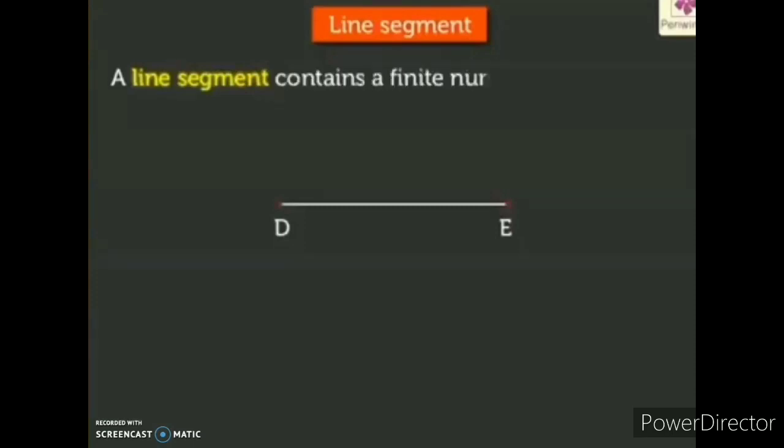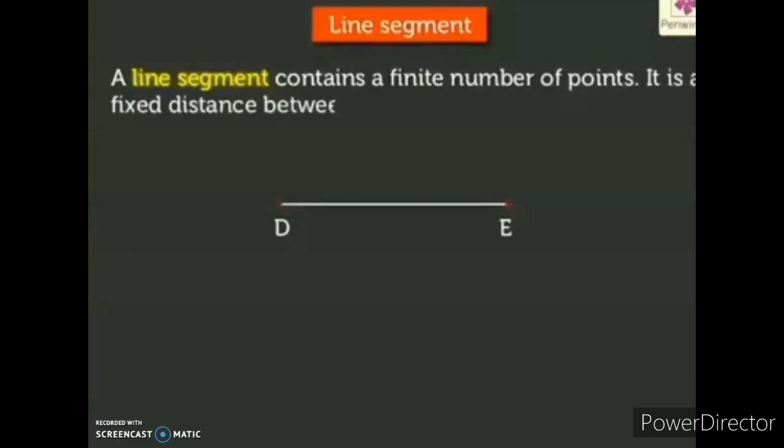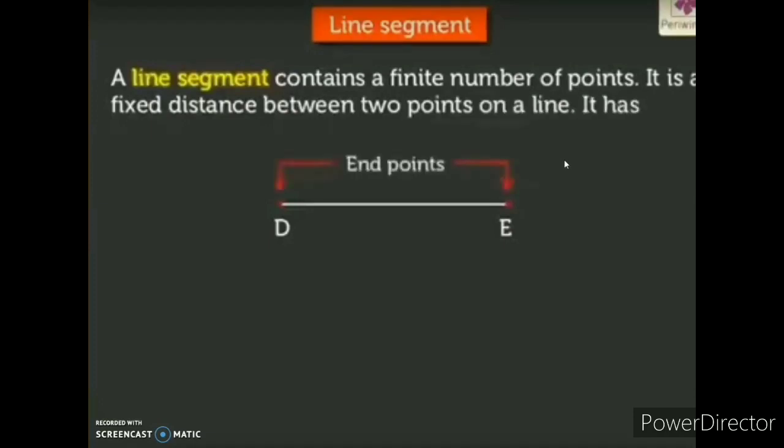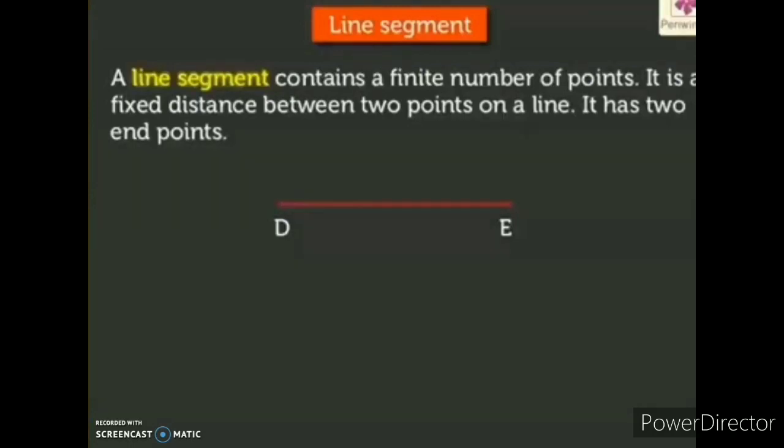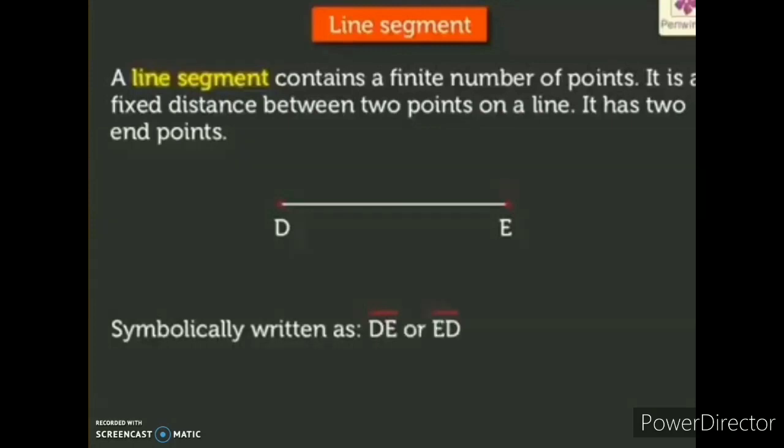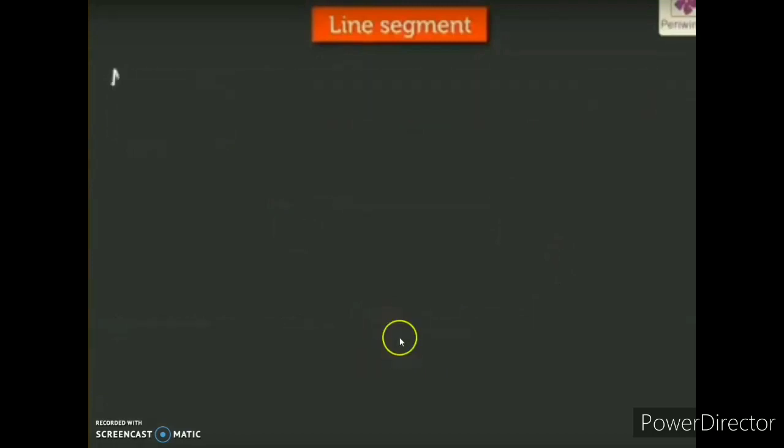So a line segment contains finite number of points. It is a fixed distance between 2 points. And it has 2 endpoints also. Here you can see a line segment DE. It has endpoint D as well as endpoint E, a starting end as well as an ending. We read as line segment DE or ED.